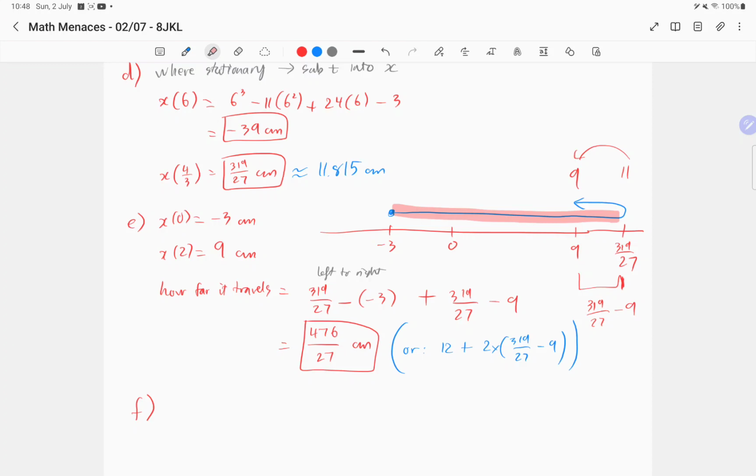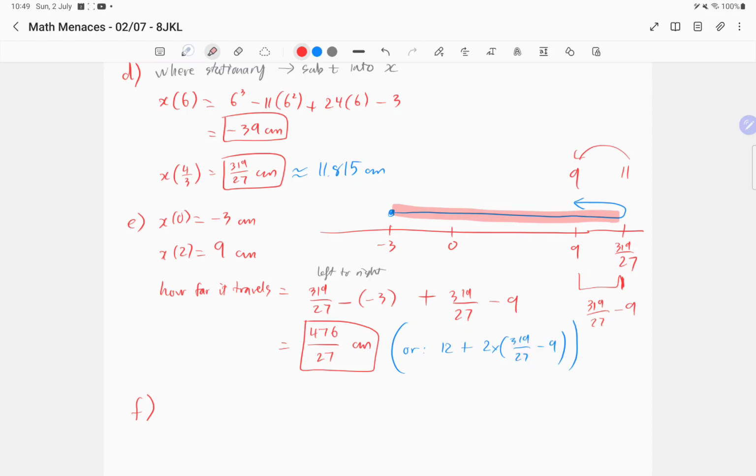Isn't it 12 plus 9? No, 12 plus 9 is wrong already. It's 319/27 take 9. Yeah, but 2 of those. So, Blake, this is what I was talking about. Have a look. Do you get it? Yeah, I do get it.